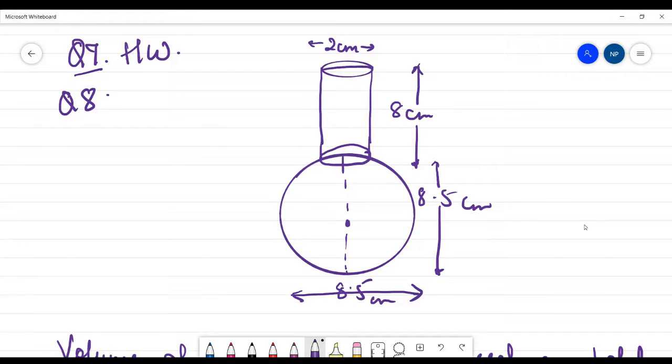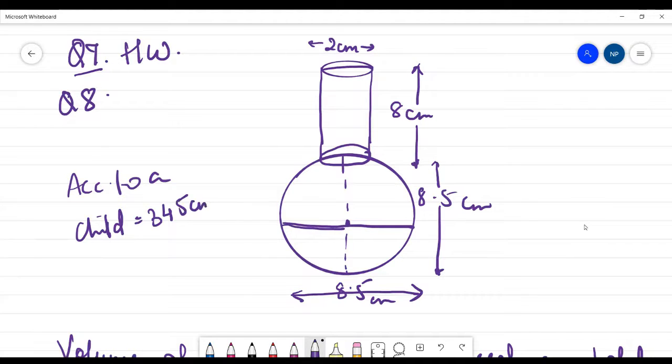1 centimeter. And the diameter of the spherical part is 8.5 centimeter. By measuring the amount of water it holds, a child finds its volume to be 345 centimeter cube. So according to the child, the volume of this particular vessel is said to be 345 centimeter cube. We have to check whether she's correct, taking the above as the inside measurements and of course pi as 3.14.